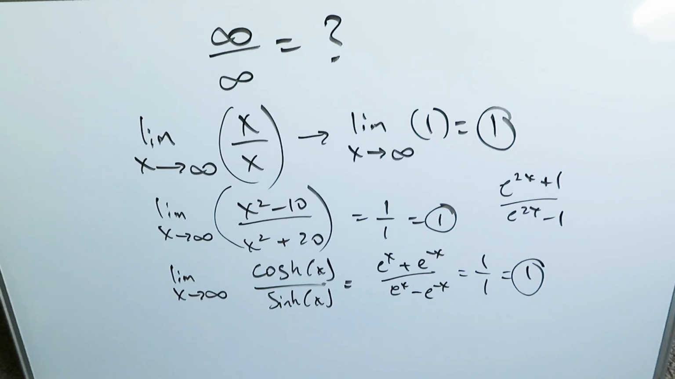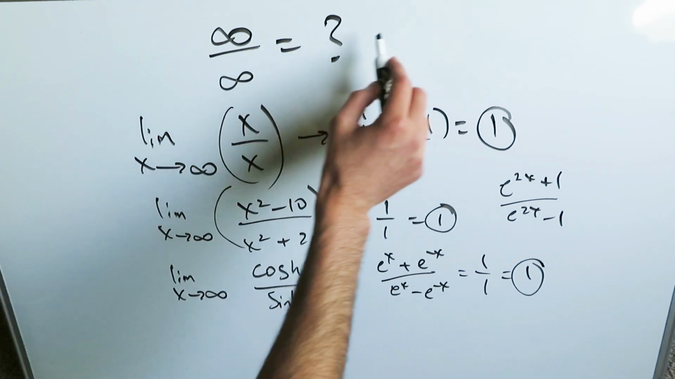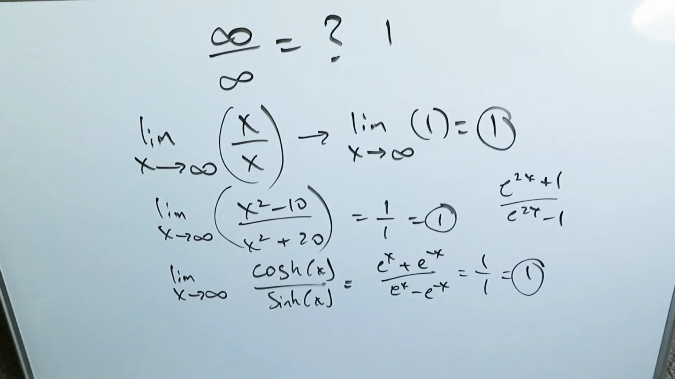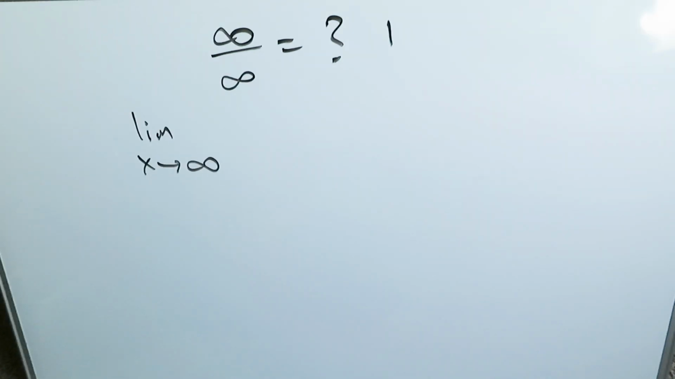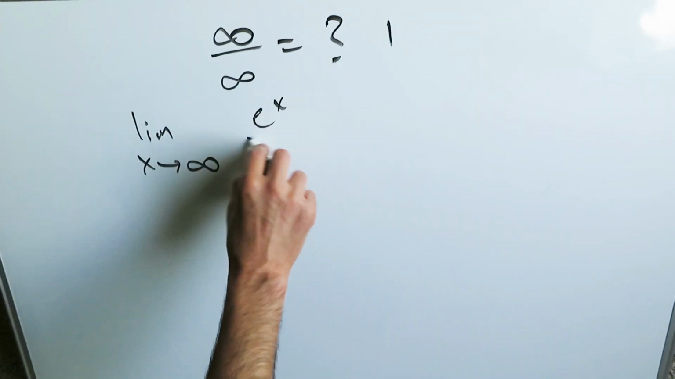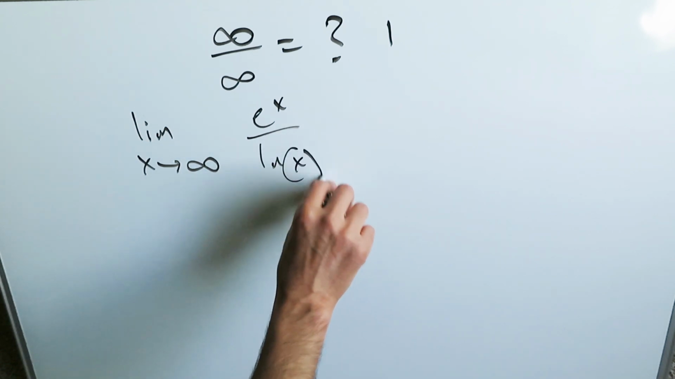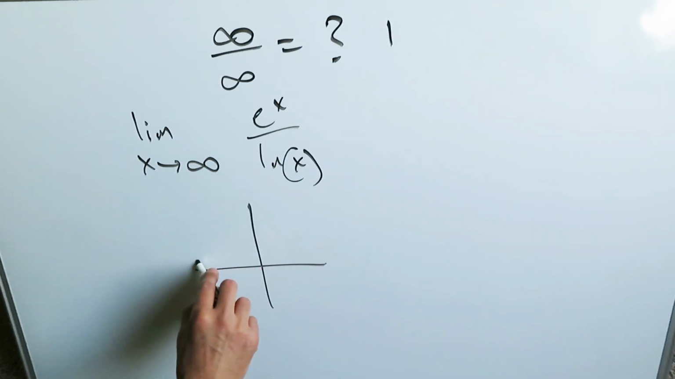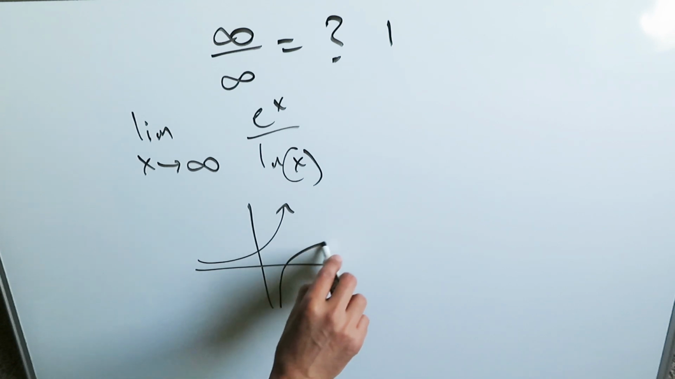So up till now, all the examples I've shown you, here I'm seeing infinity divided by infinity is equal to 1, but that's not always the case. Look at this example. Limit as x approaches infinity, I have e to the x divided by natural log x. When you evaluate this in terms of a graph, exponential function looks like this, the natural log looks like this.